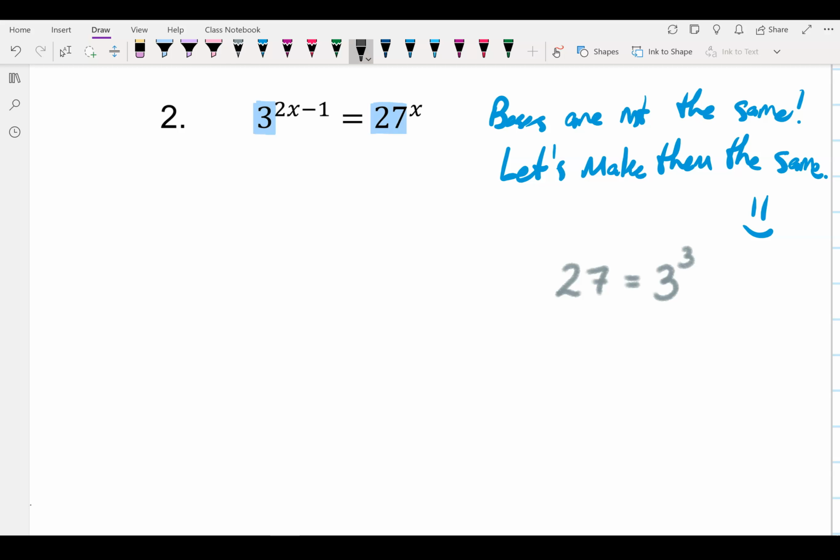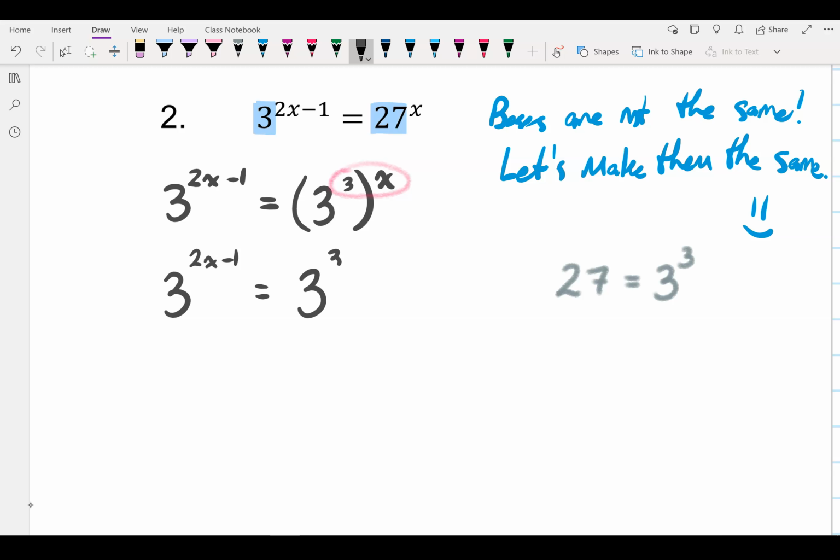So what that does to help us is the left side I'm going to leave like it is. But on the right side I have 27, which is really 3 to the power of 3 to the power of x. These exponents are going to multiply, so I end up getting nothing changed on the left side. But on the right side, the exponents multiply because of the power to a power. I get 3 to the power of 3x. And now my bases are the same.